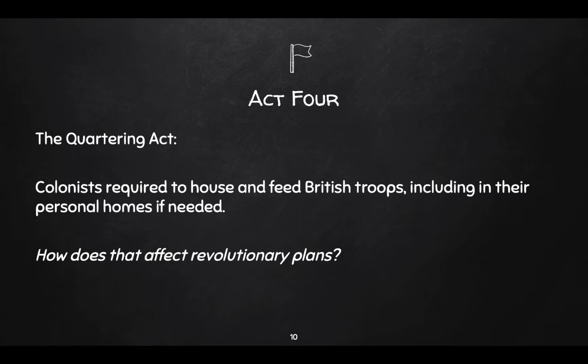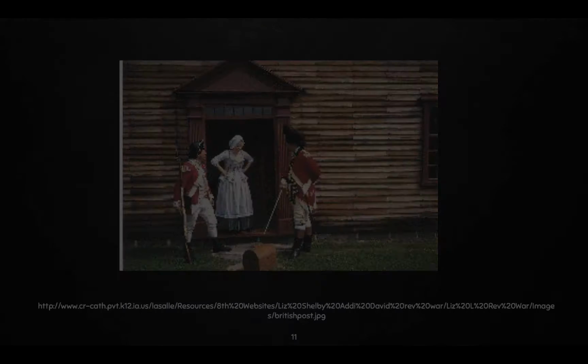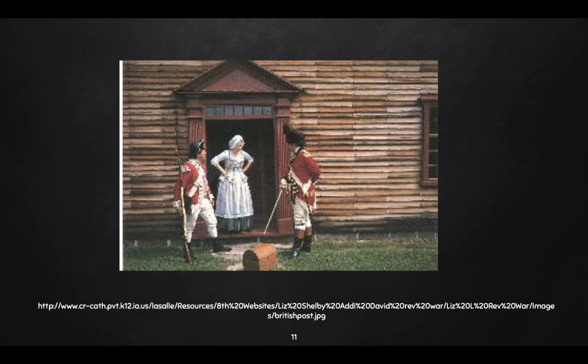Act 4 was the Quartering Act, which required colonists to house and feed British troops in their personal homes. Can you imagine having soldiers staying in your home? Pause to talk about how this would affect Revolutionary War and rebellion plans. This meant people had to keep silent in their own homes and hide their distaste for the British soldiers. Our last image is of a woman walking with British soldiers outside her home.